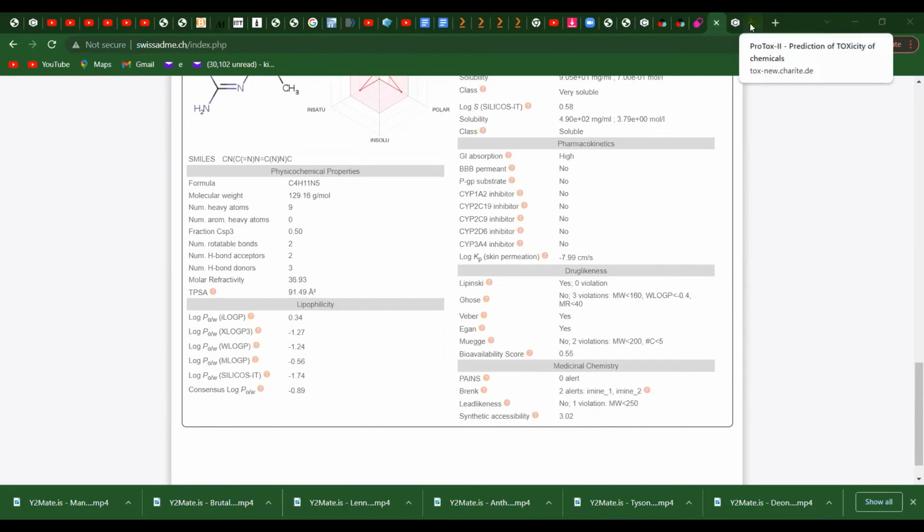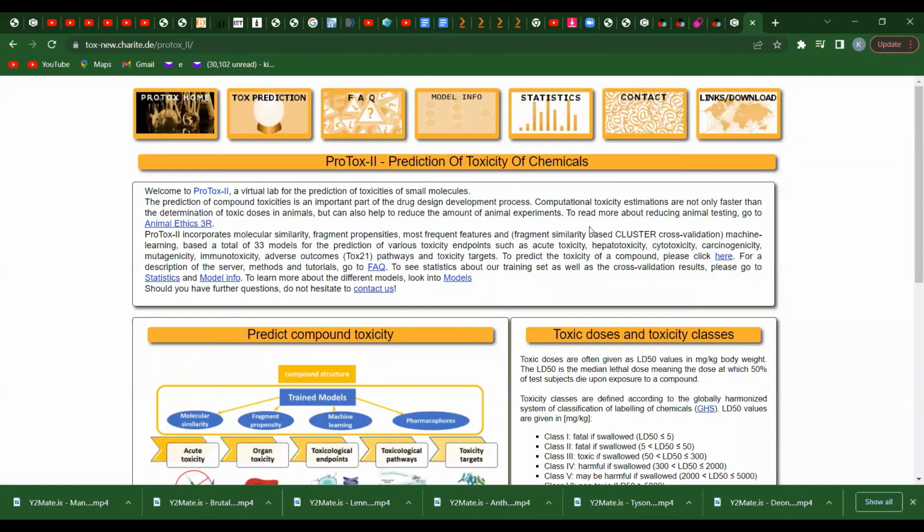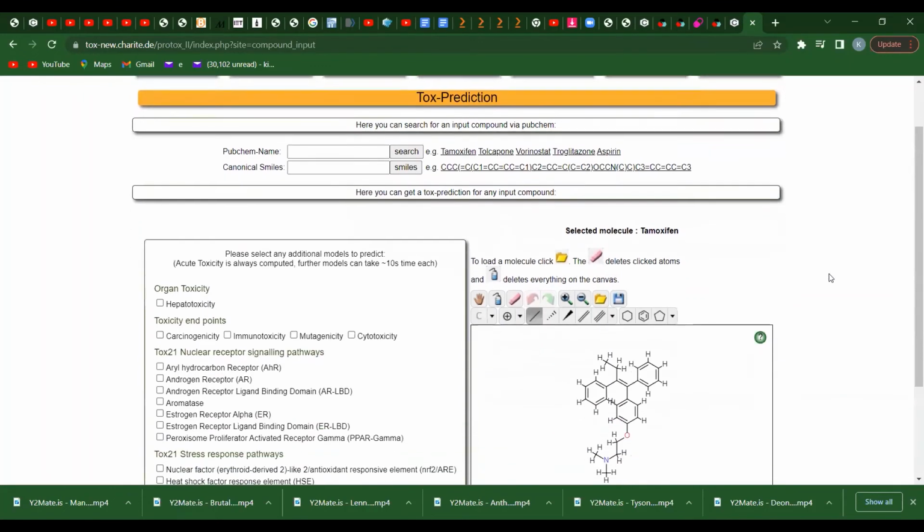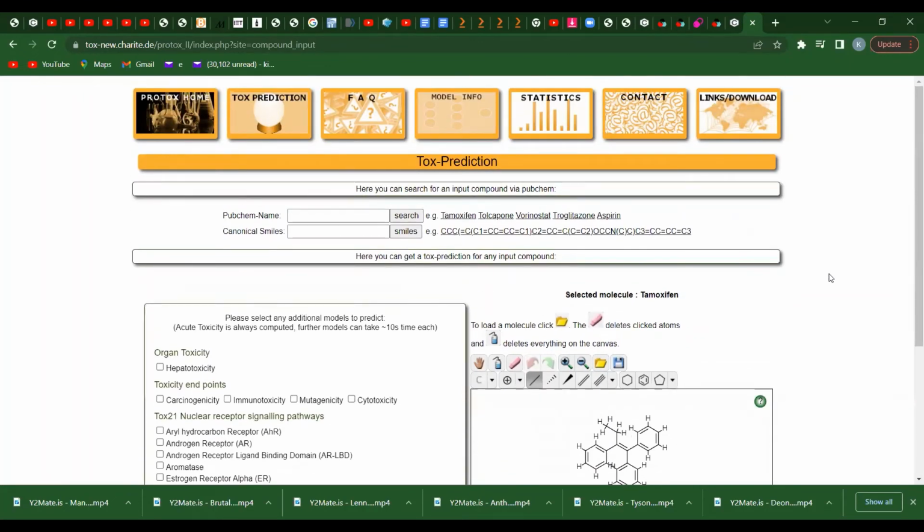All right. So let's go to it now. What you want to do with this server is to predict the toxicity of our drugs. You understand? How toxic are they? Do they affect the liver, the kidney? Because all this information is very important when you are designing drugs. So to do that, let's come to tox prediction. We appreciate why I took time to show you different drug libraries. Now, we are going to use our metformin in this case.